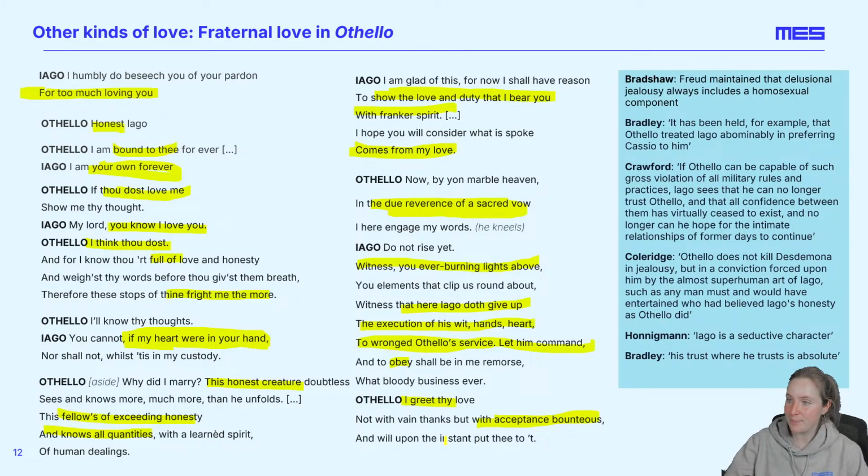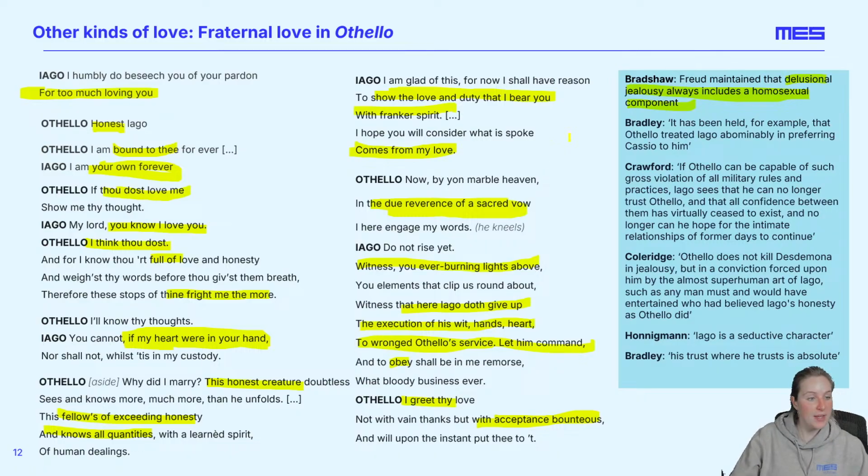Bradshaw says that Freud maintained that delusional jealousy always includes a homosexual component. So this idea that jealousy that's completely misplaced and crazy always has this kind of jealousy of the person that their wife is cheating with, wanting them as well as part of this.